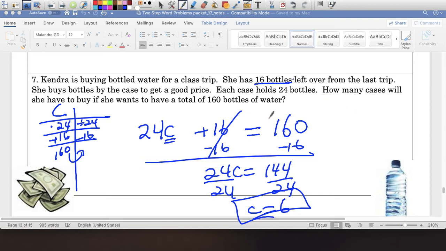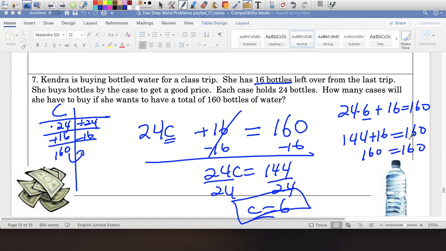So again, all these problems that we're doing is so that you can obviously solve a two-step word problem here, as well as hopefully help you create one. So to check, 24 times C, 6, plus 16 equals 160. I replace the C here with 6. So 24 times 6 is 144. And 144 plus 16 is 160, which is equal to the 160 on the other side. Again, we're okay so far.